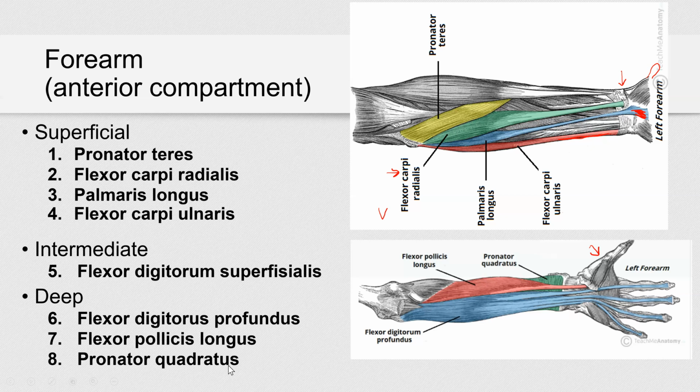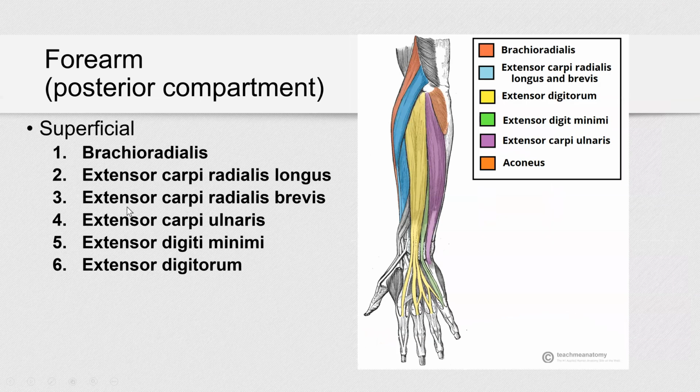Pronator quadratus is going to pronate your hand, and pronation means your palm down. We have supination and pronation. In the posterior compartment, you can see you have all your extensors. Extensor carpi radialis, longus and brevis, are going to extend. They insert into carpal bones on the radial side where your thumb or pollex is, and extend your wrist because carpi are your wrist bones. Longus tells you it has a long tendon. Extensor carpi ulnaris is going to extend your wrist, inserting on carpal bones on the ulnar side.